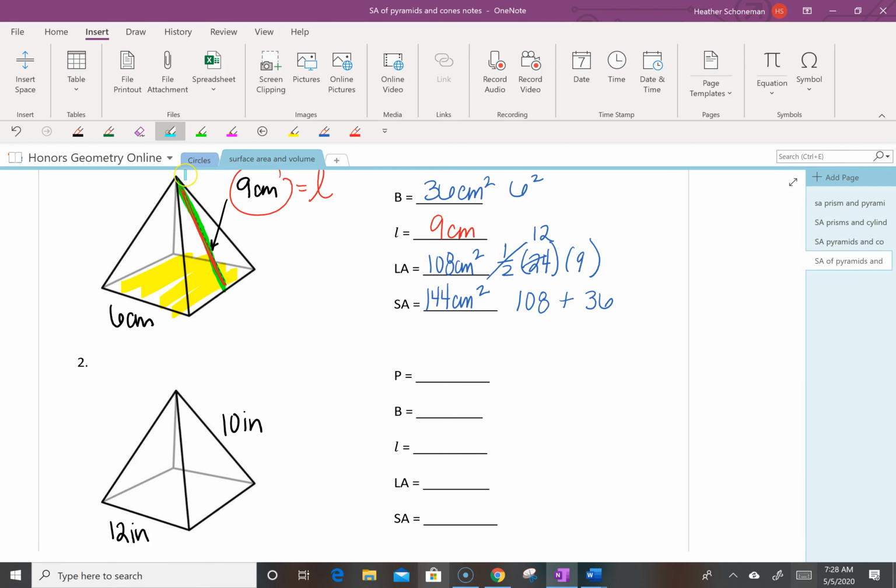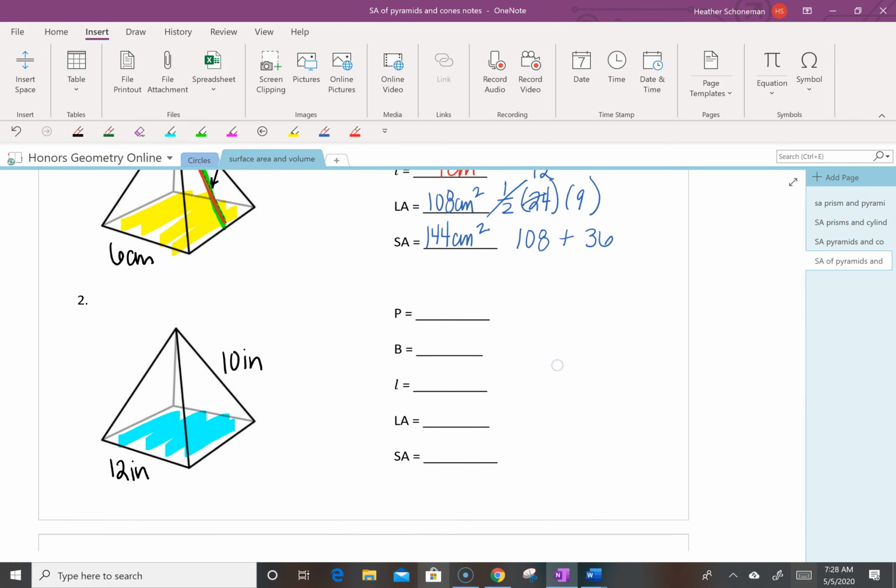All right, let's try this again. We have another pyramid. Here is the base. So in this one, the perimeter, I can add 12 plus 12 plus 12 plus 12, or I could just take 12 times 4, which gives me 48 inches. The area of a base, it's a square, so it's going to be 12 squared, which is 144 inches squared.